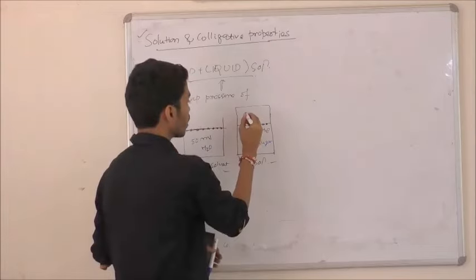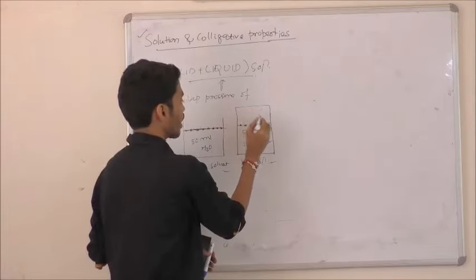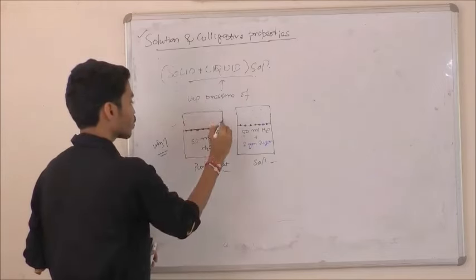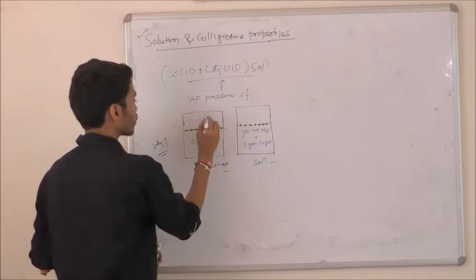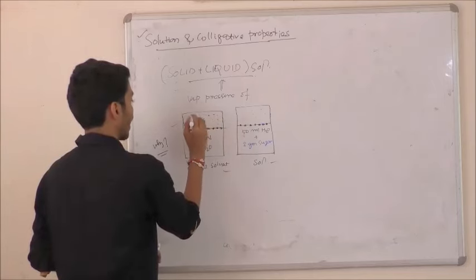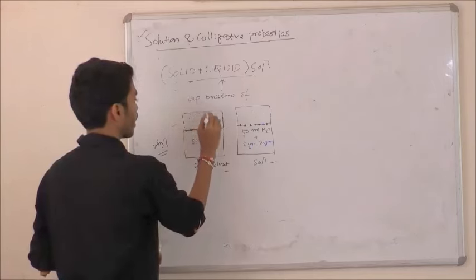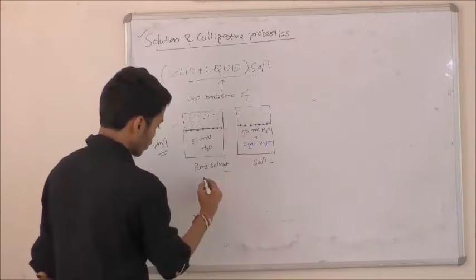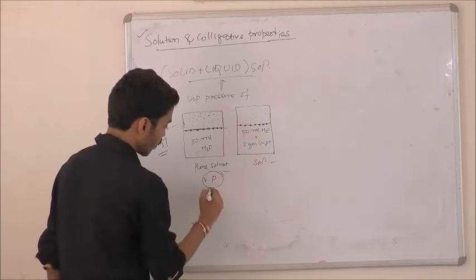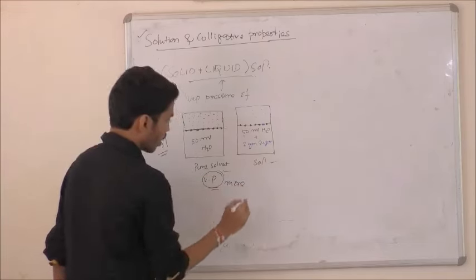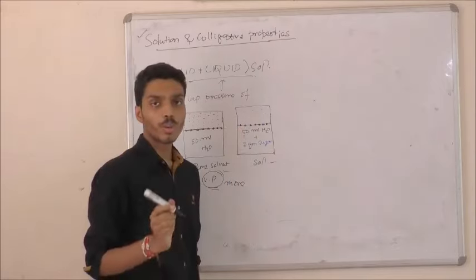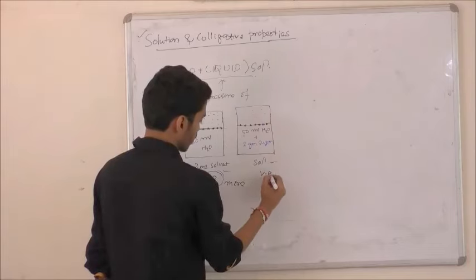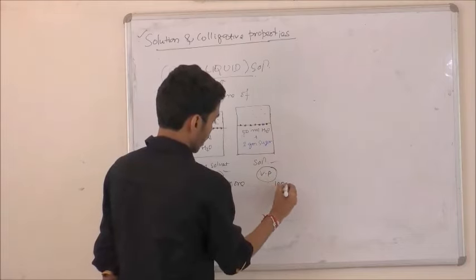So here a smaller number of solvent particles will come to the vapor phase. Whereas in the pure solvent, since only solvent particles are there, more solvent particles will evaporate and hence more vapor will be created in the vapor phase. So since more vapor is created, the vapor pressure in the pure solvent is more, whereas here less vapor is created due to the hindrance of solute, so the vapor pressure is less.